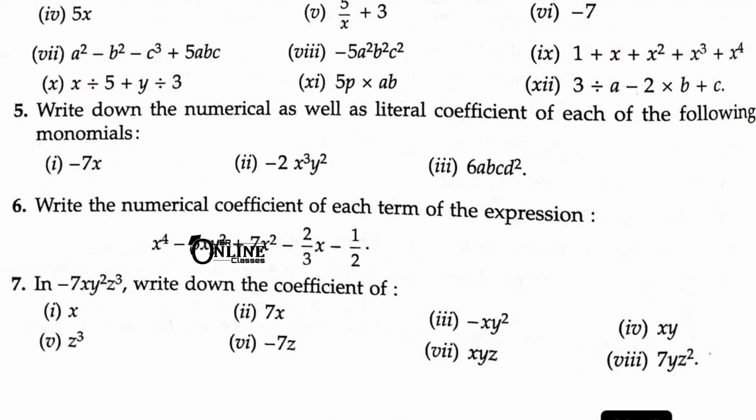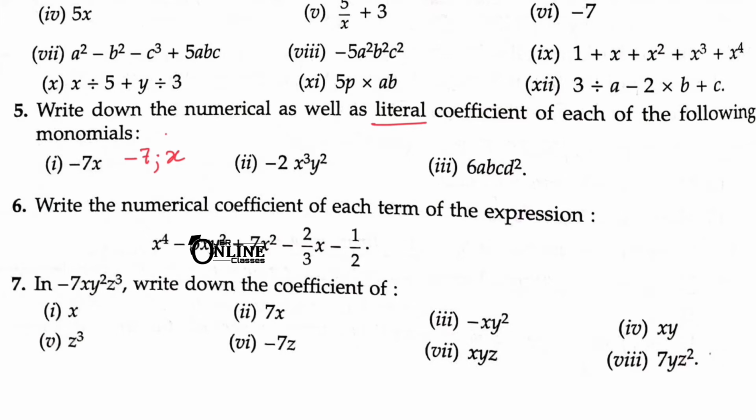Now next, sum number 5. Write down the numerical as well as literal coefficient of each of the following monomials. So as here you have to write down the numerical coefficient, that means the numerical number. Okay, numerical coefficient means numerical number. So as here minus 7x, your answer will be minus 7, the numerical coefficient, and the variable here x.